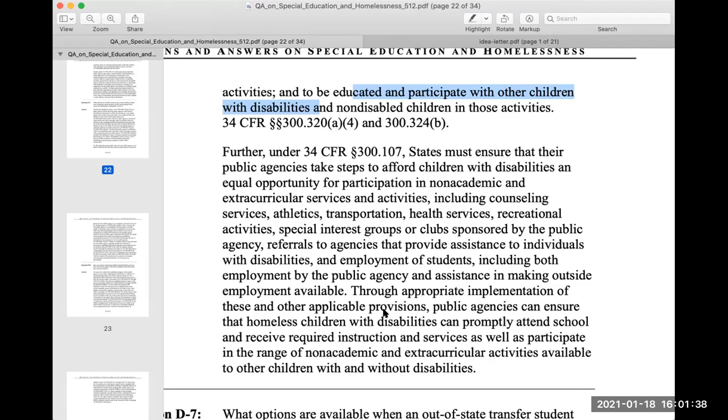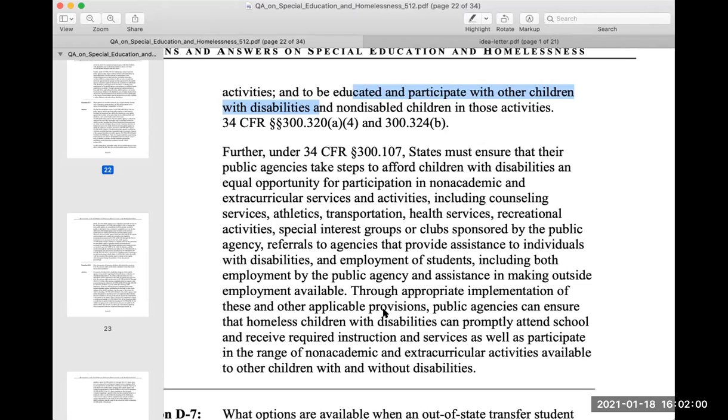CFR paragraph 300.323(f)(2). This is because the new public agency, in consultation with the parents, would be unable to determine what constitutes comparable services for the child, since the determination must be based on the services contained in the child's IEP from the previous public agency.